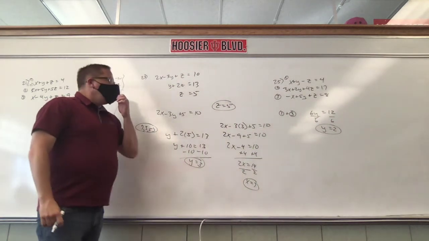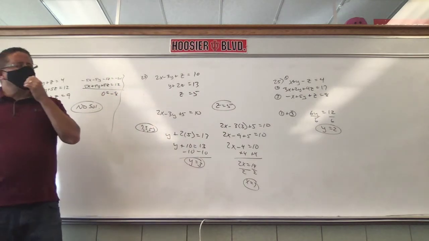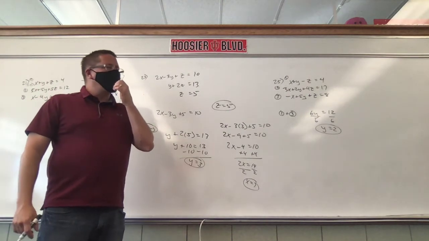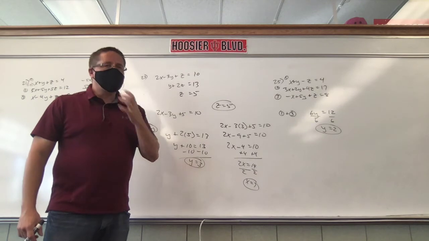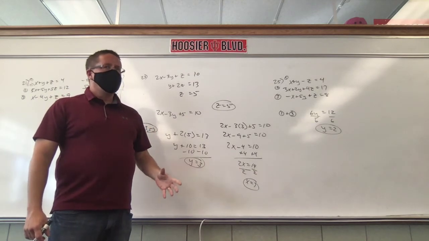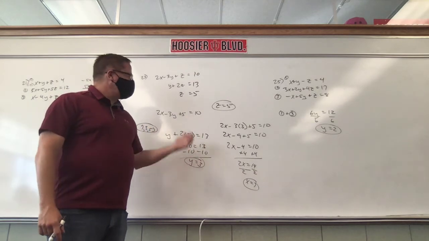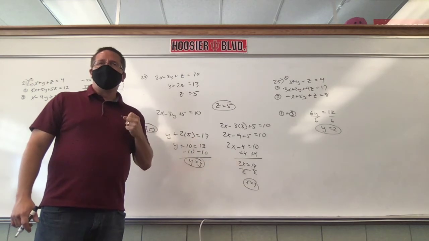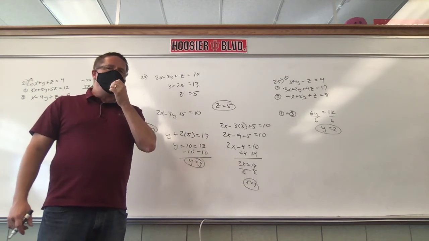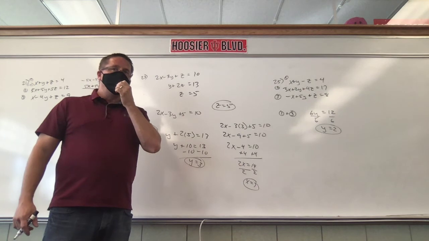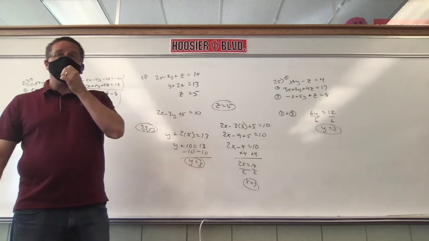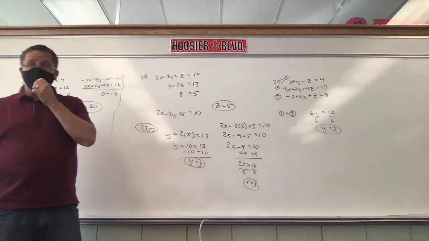Now, this one's a little bit different. This is where it gets tricky. It's kind of like the one we just did, but not quite as easy. What you need to understand is this: once you know that y is 2, anywhere you see a y, you can replace it with 2.